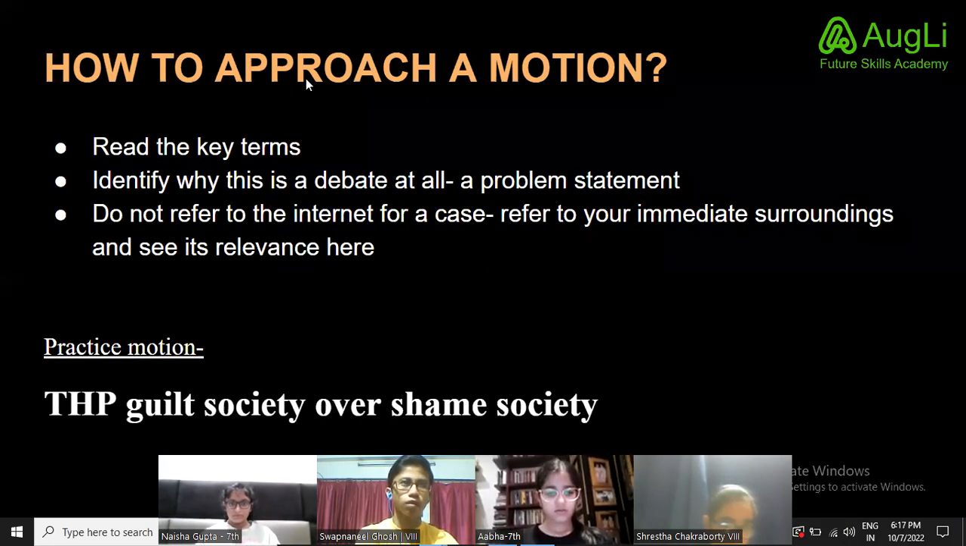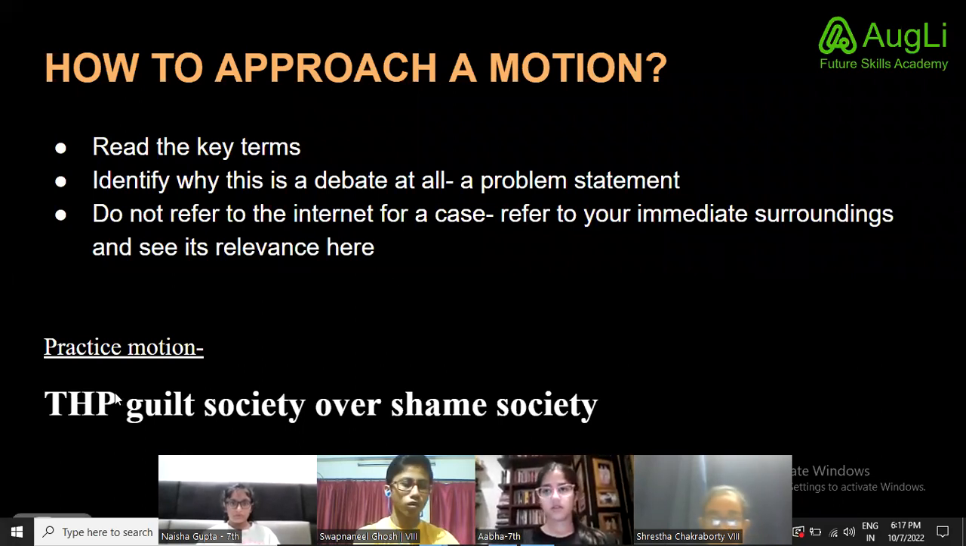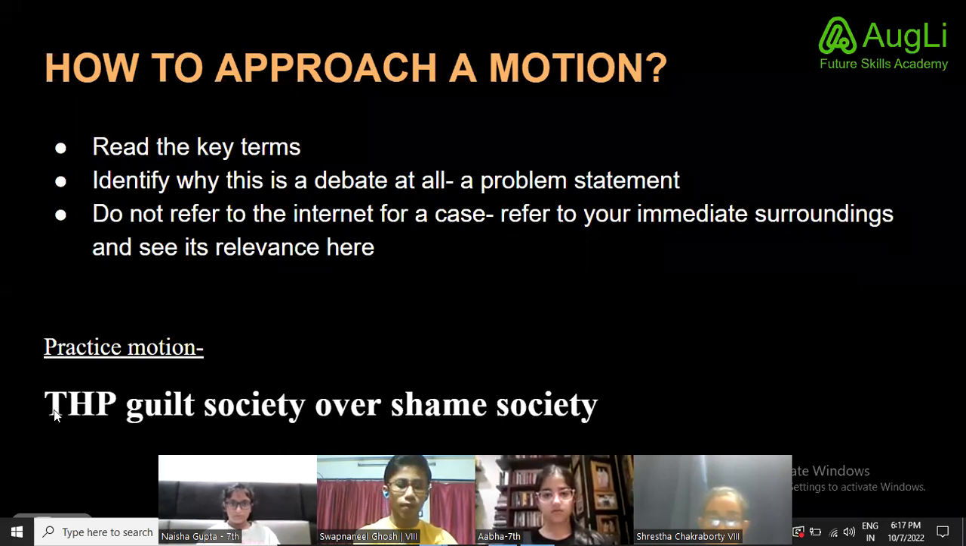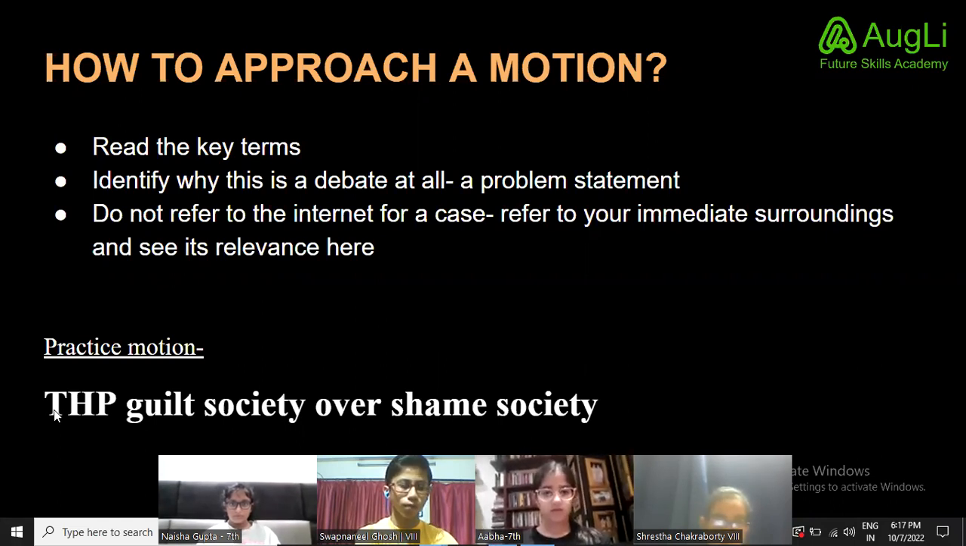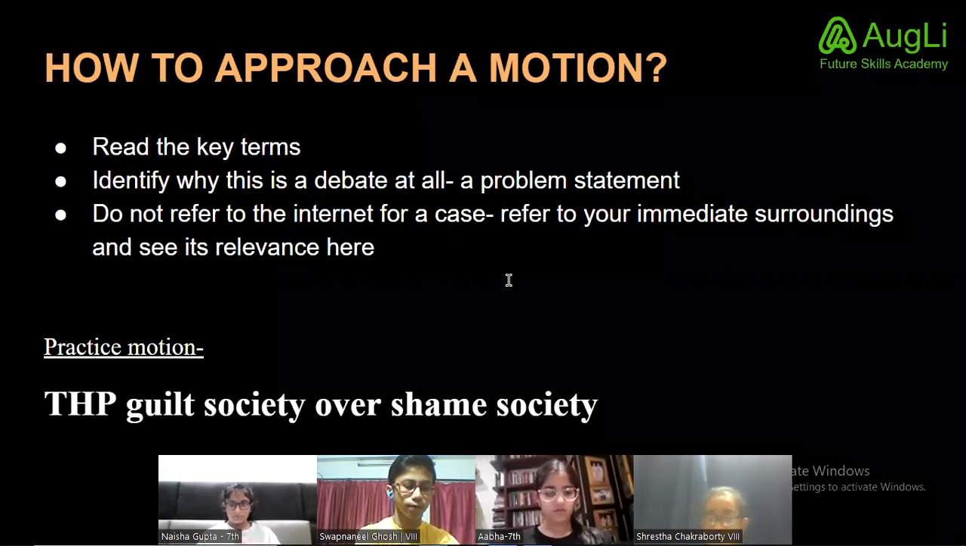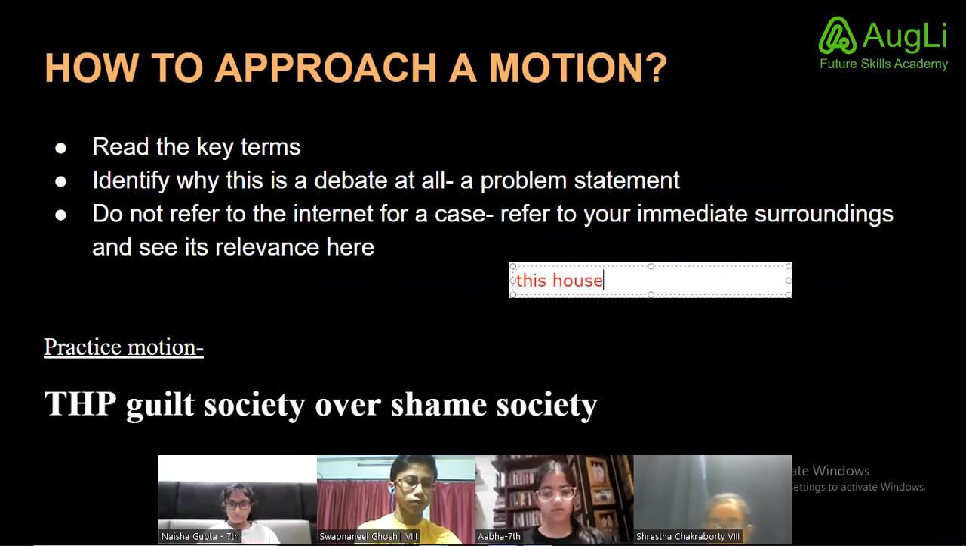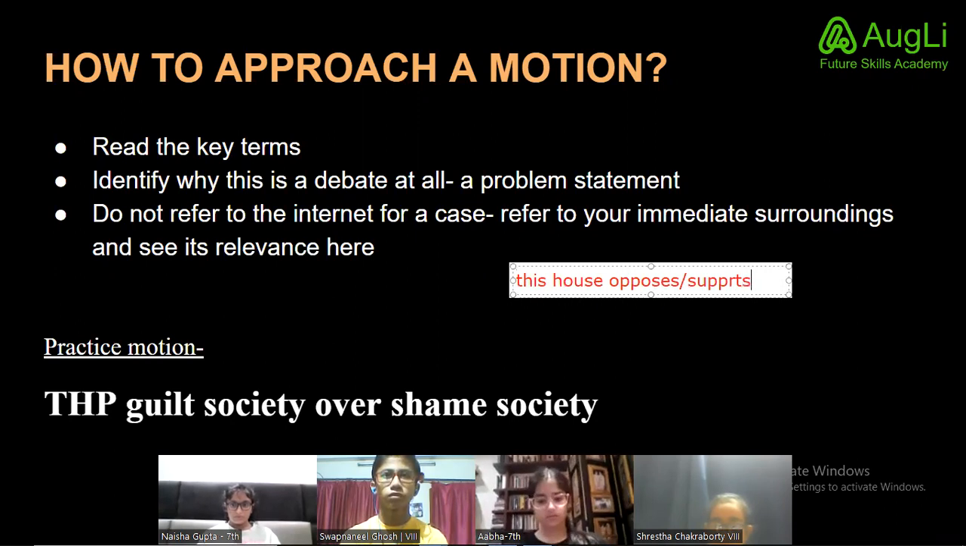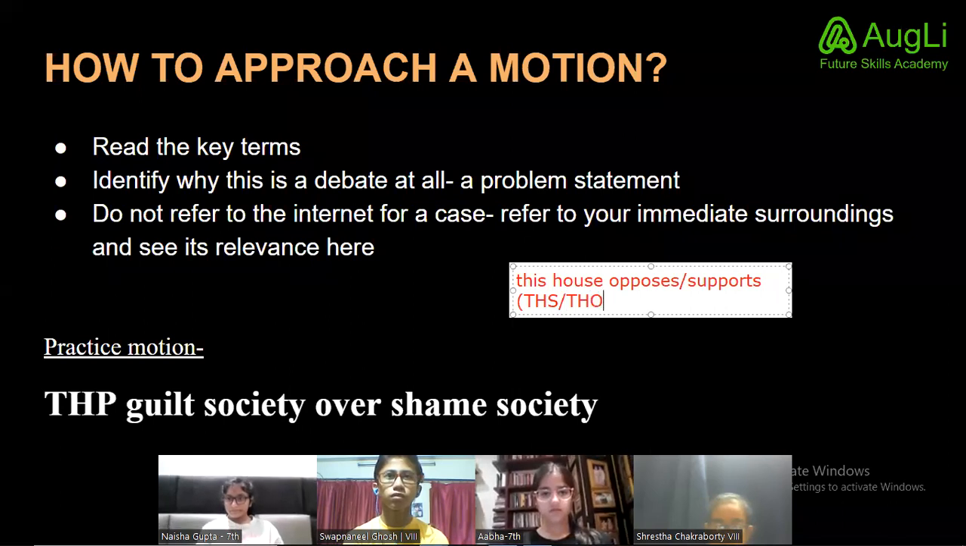Yes, okay. So this is how a motion starts. Any motion would start like this. So don't keep wondering what this house is. That's what this house means. Now, after that, the motion becomes pretty simple. It would say something, right? Like it would say this house prefers something to something else, or this house opposes. So there are various types of motions that are there generally. So one is this house opposes or supports, and how it's generally written in short is THS or THO, right?